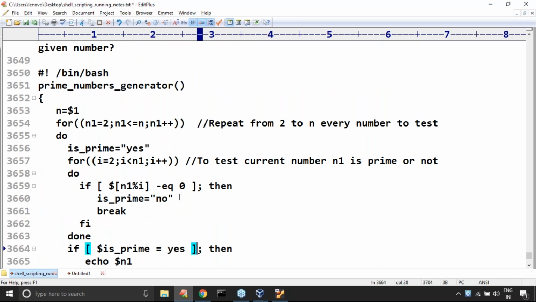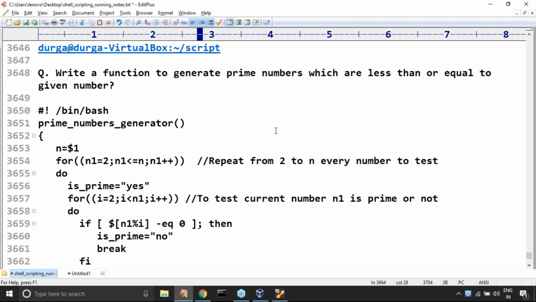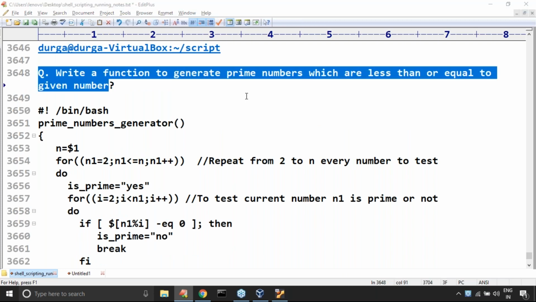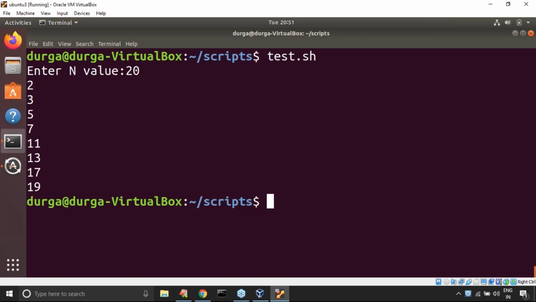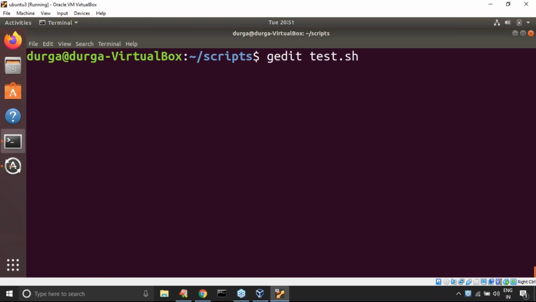Okay, it is going to generate all prime numbers which are less than or equal to a given number. Now my requirement is, just observe: enter the n value, say 25. Can you please generate all prime numbers which are less than or equal to 5?